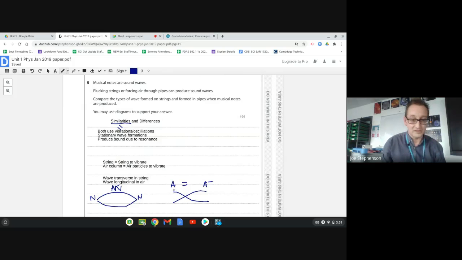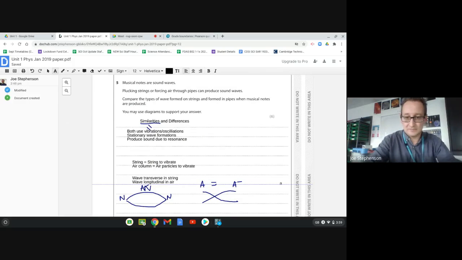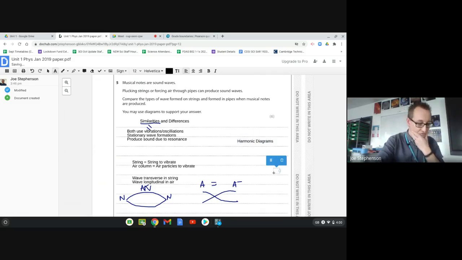So drawing diagrams is definitely encouraged for this. If anything about harmonics comes up, draw the diagrams for the harmonics. So we'll add that there: harmonic diagrams. Definitely add those in and make sure you revise them. Then it's just making sure you talk about the fundamental, the first, second, third harmonics. Draw diagrams again.